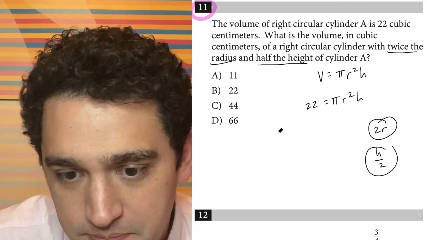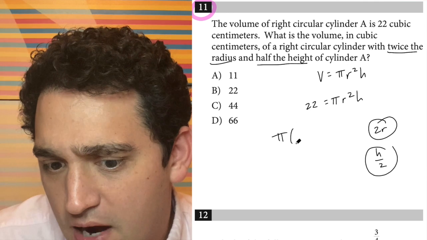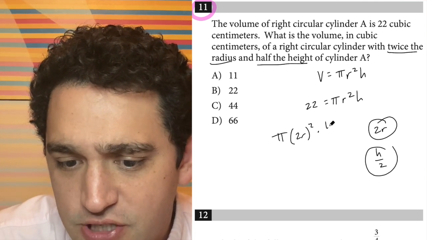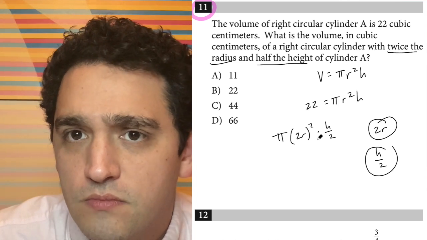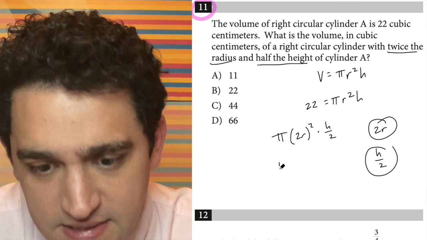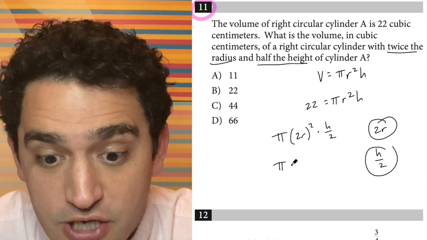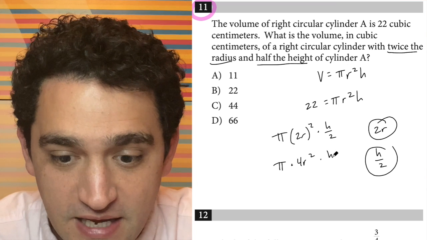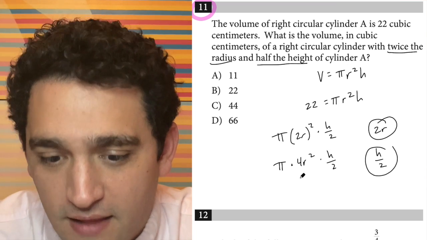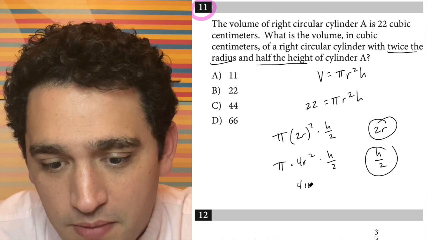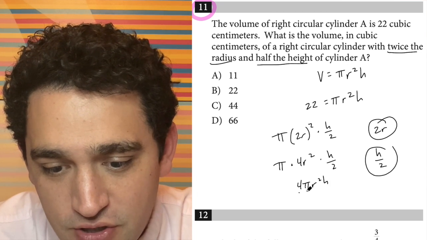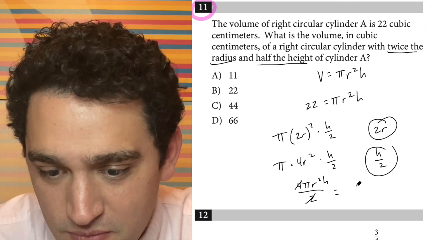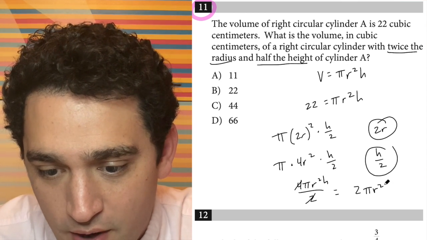So let's plug these in to the volume function. The volume is going to be pi times r squared. R is now 2r squared times h. That's h over 2. Let's do some expansion. This is going to be pi. 2r squared is actually 4r squared. And h over 2 stays as h over 2. Let's combine like terms. We now have 4 pi r squared h over 2. And we can reduce this to 2 pi r squared h.